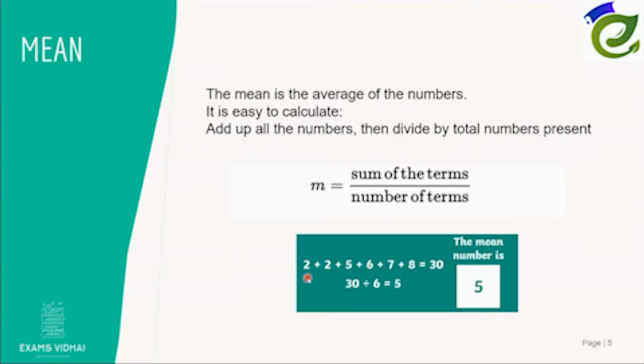So as you can see in this example, there are 6 terms present, and when you add all the 6 terms, you get their sum as 30. So the total terms are 6 and the sum of the terms is 30. So 30 divided by 6 is 5. So the mean of the terms is 5.